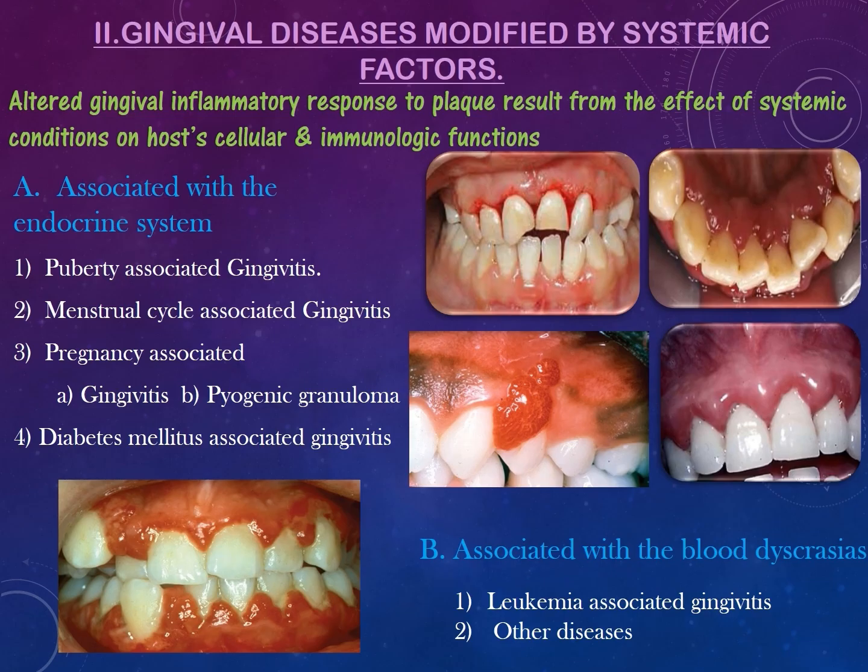Leukemia basically affects the immune function by disturbing the normal balance of the immunologically competent WBCs that supply the periodontium, thereby leading to excessive infiltration of the WBCs into the gingiva, thereby leading to gingival enlargement and bleeding.